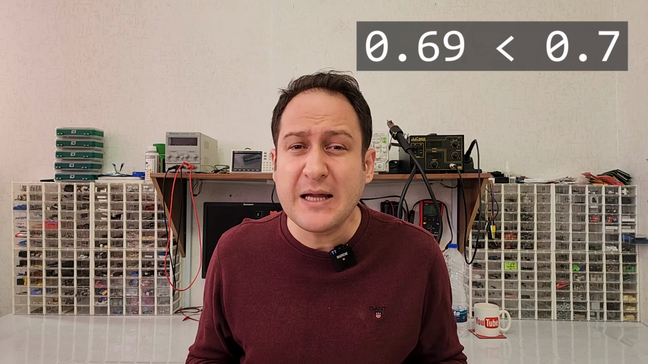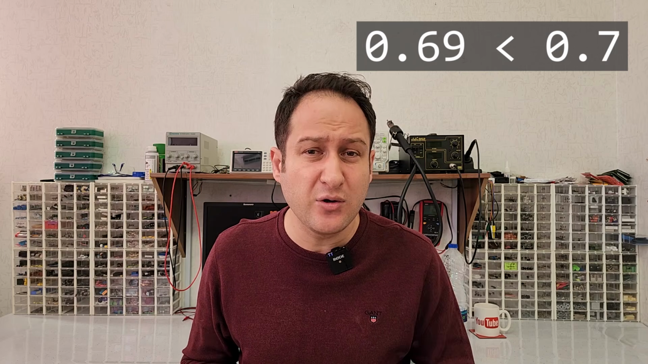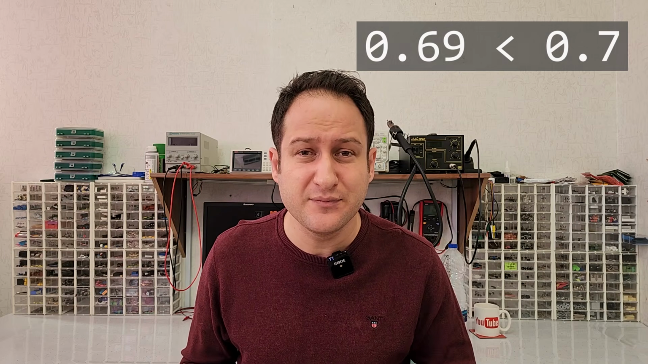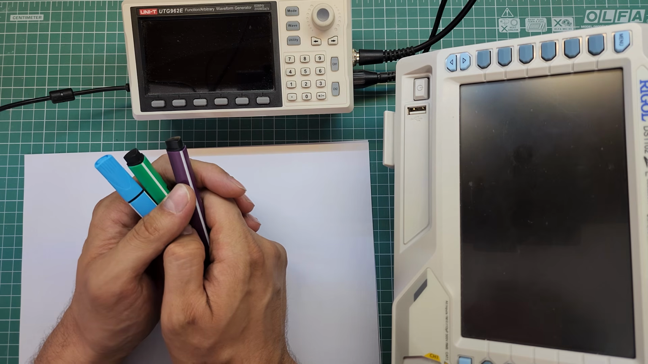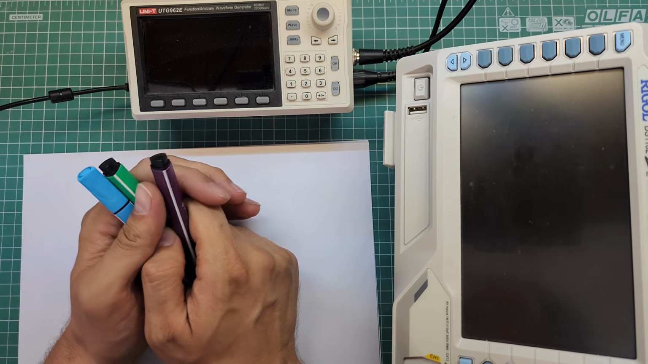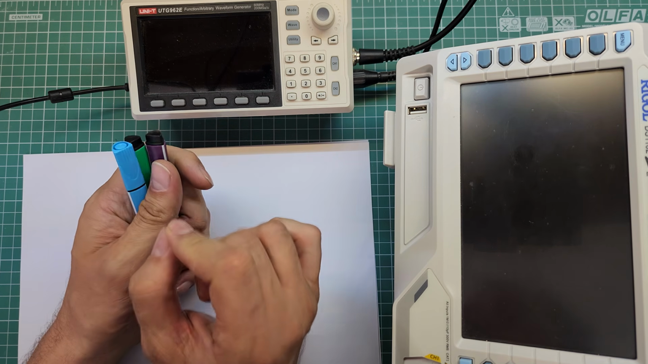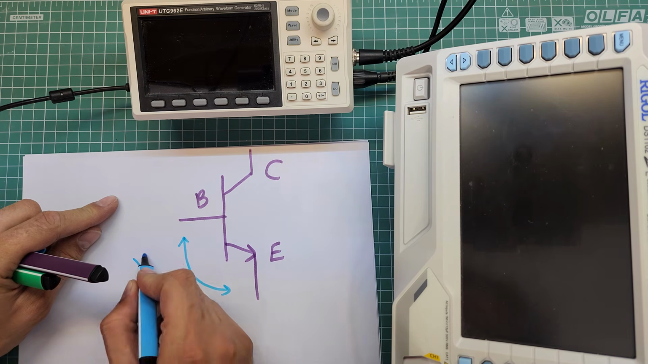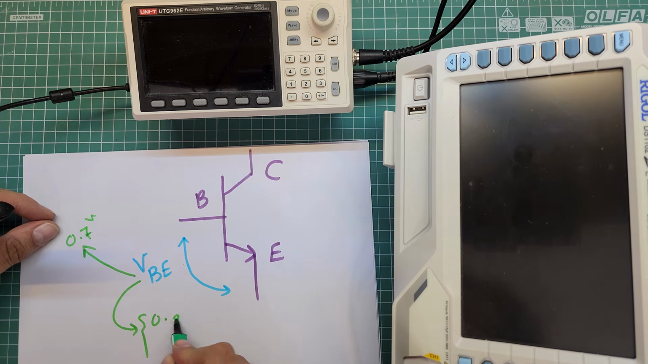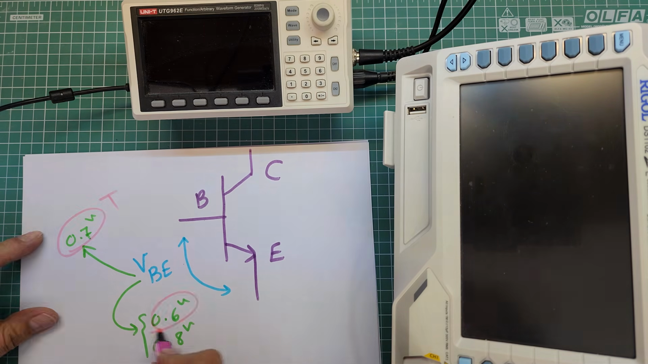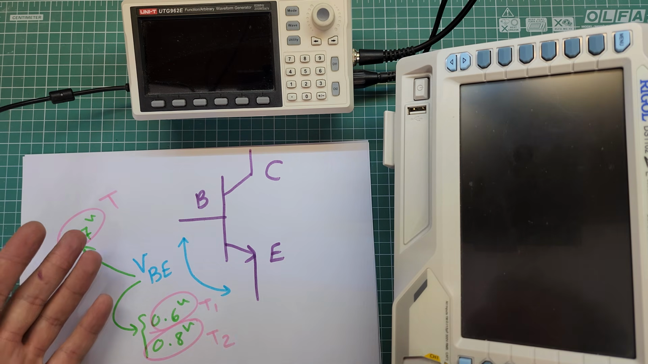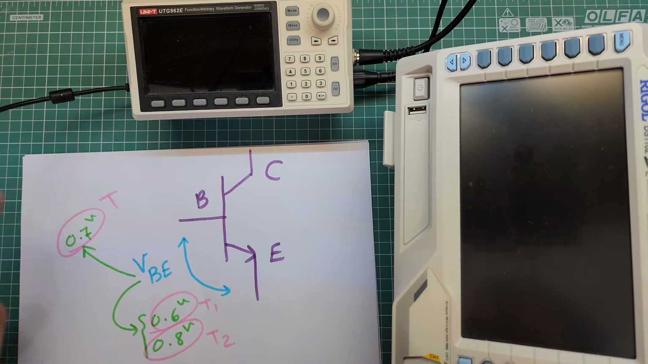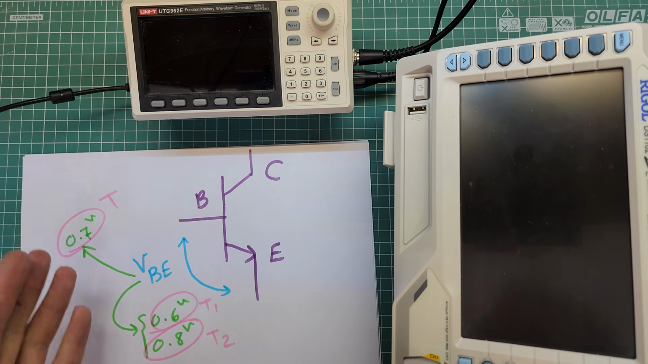This is somehow true, but I have to ask an important question. What about 0.69 volt, which is less than 0.7 volt? What I want to say has no scientific basis, but it can help you have a better understanding of transistor behavior. Actually, transistors have two threshold values instead of one, and they work like this.